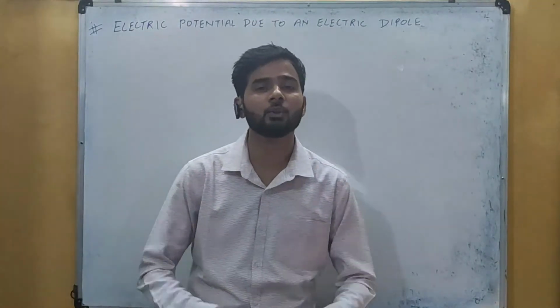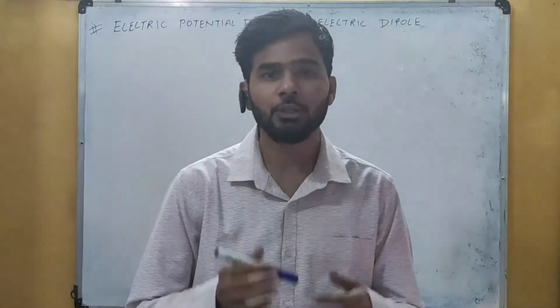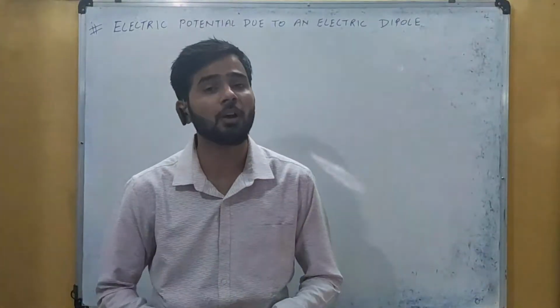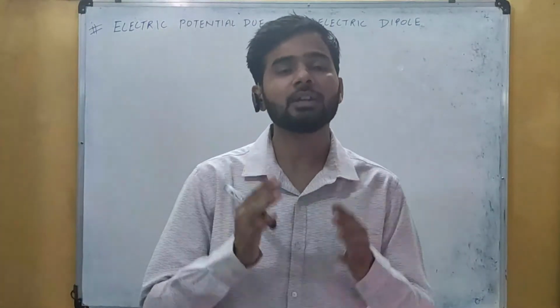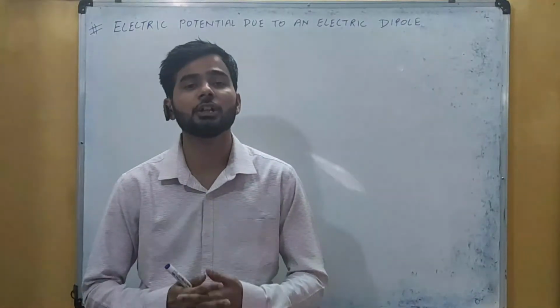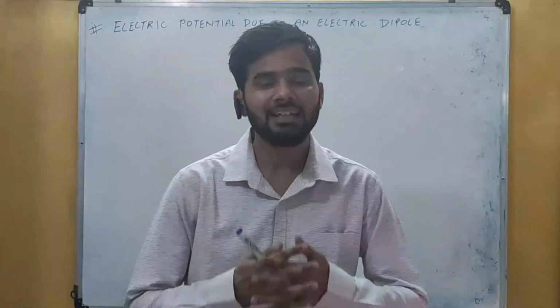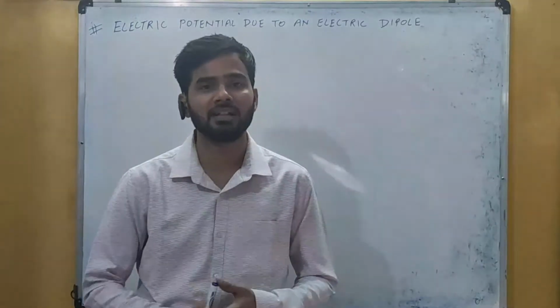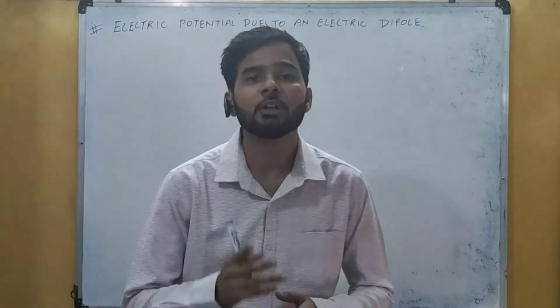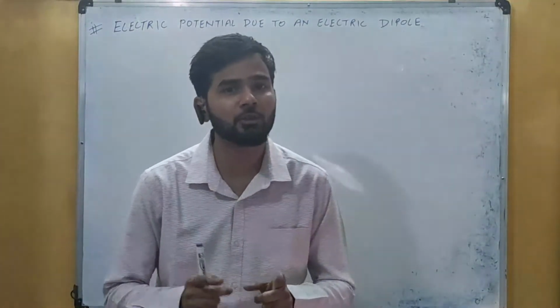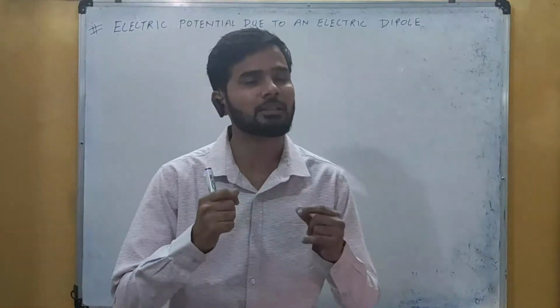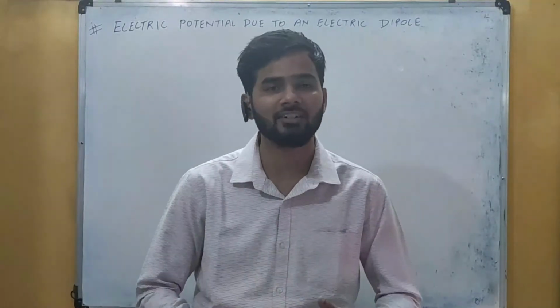In the previous video, we have seen about electric potential due to a point charge and due to a group of charges. Okay, now here we will see electric potential due to an electric dipole. Electric dipole के बारे में हमने first chapter के अंदर पढ़ा था. It's a system of two charges of same magnitude but of opposite nature which are separated by some distance, that is called as electric dipole.